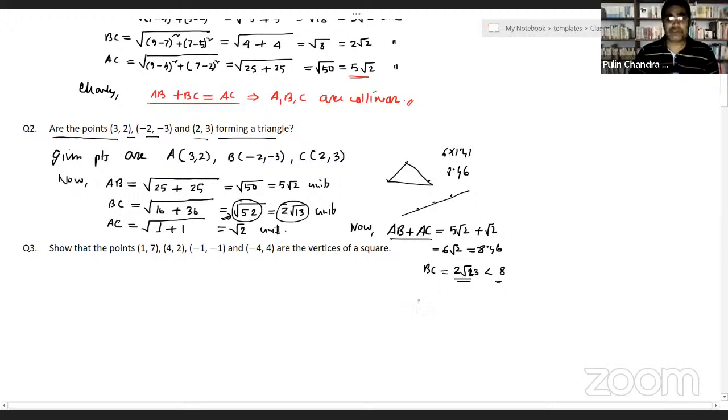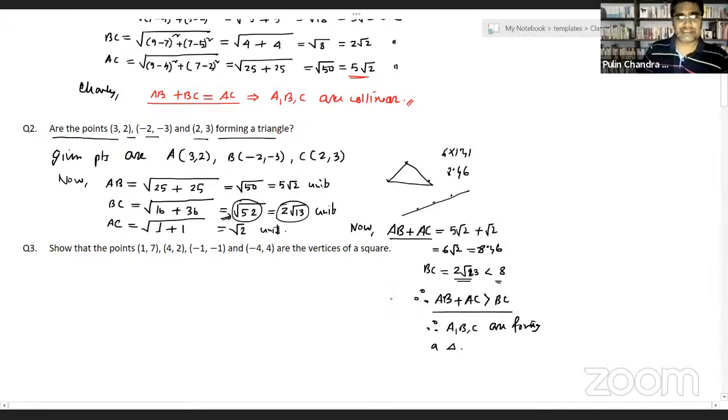So you have found very clearly one option, that is AB plus AC is greater than the third side, that is BC. Now this itself is enough to conclude that if I keep the bigger side on the left side, then automatically it will satisfy the triangle inequality. So this is the only thing you have to prove. So this will tell you that therefore ABC are forming a triangle.